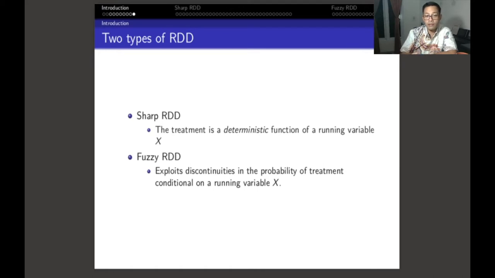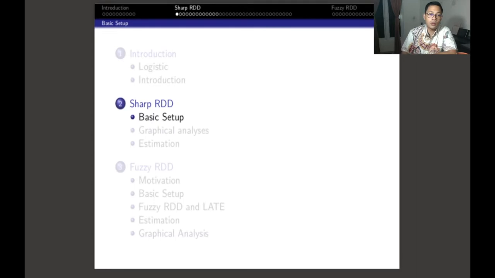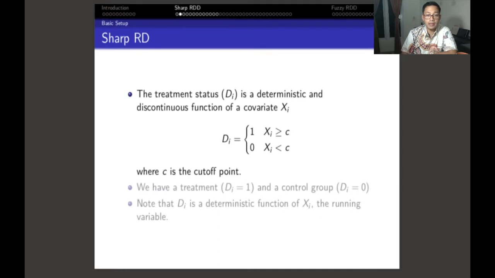treatment status. However, for the fuzzy RDD, the running variable itself may not be able to tell you what the treatment status is. However, there is going to be a discontinuity in the probability of treatment. We'll see that in the fuzzy RDD portion of this lecture. Okay, so let's start with the sharp RDD, and first we're going to look at the basic setup.